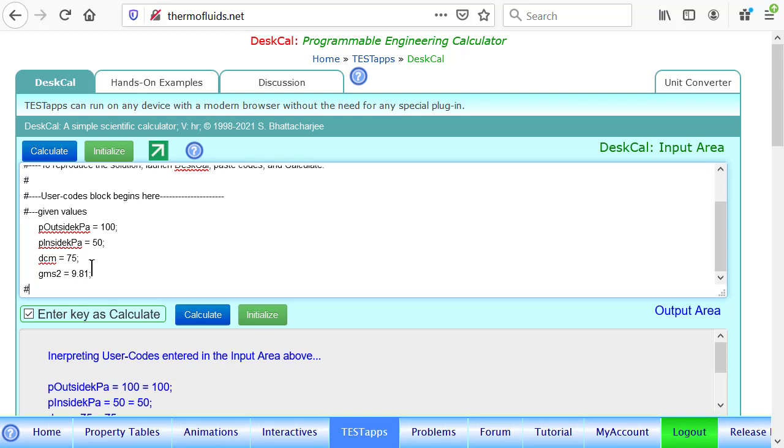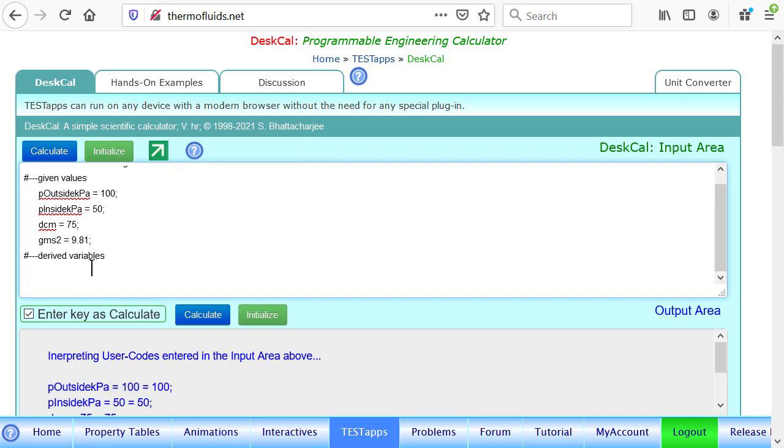So now we can go ahead and do some derived variables. We can find diameter in meter, which would be what? Diameter in centimeter divided by 100. Area in meter square would be what? Pi times diameter square divided by 4. And this will be meter square.